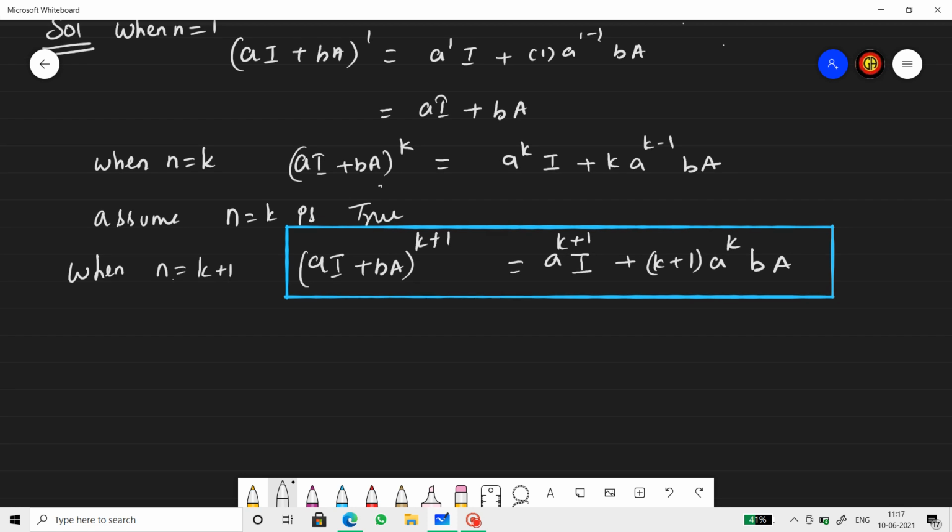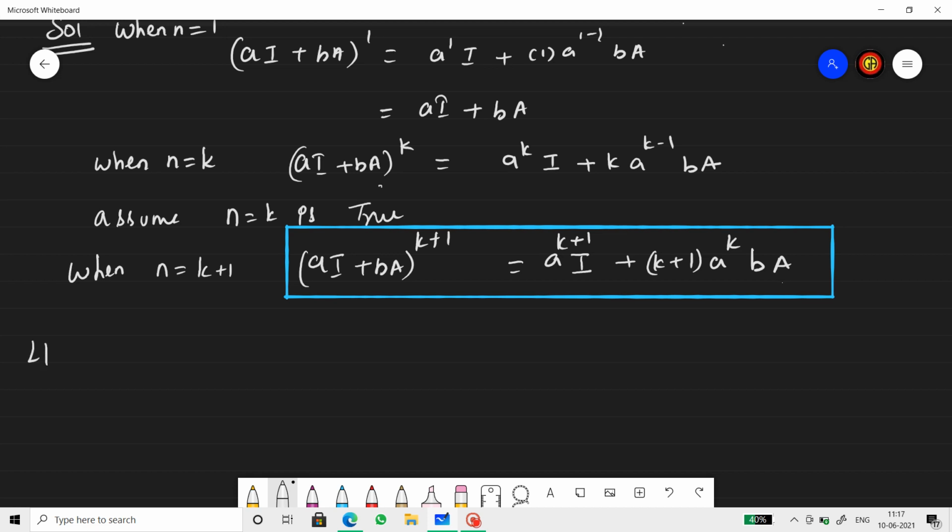So when we substitute n as k plus 1, this is what we get. Wherever there is n, we substitute k plus 1, or I can say k replaced by k plus 1 now. So (aI plus bA) to the power of k plus 1 equals a to the power of k plus 1 I plus k plus 1 a to the power of k plus 1 minus 1, which is a power k, and bA. Now, as we assumed n equal to k is true, the liability of proving k plus 1 lies with us. So I'm going to show the proof of this one.